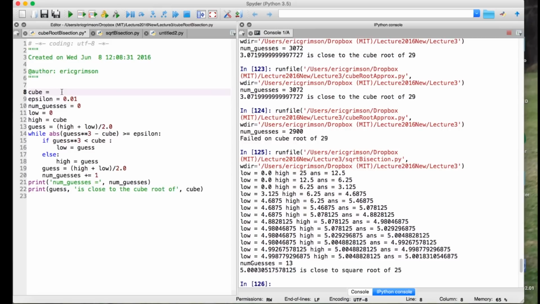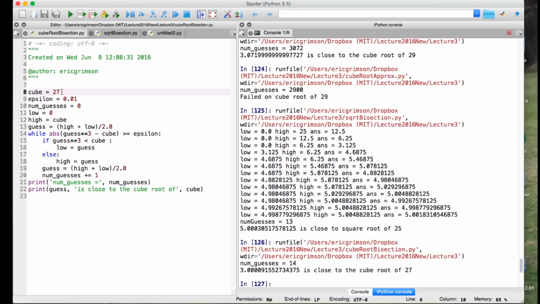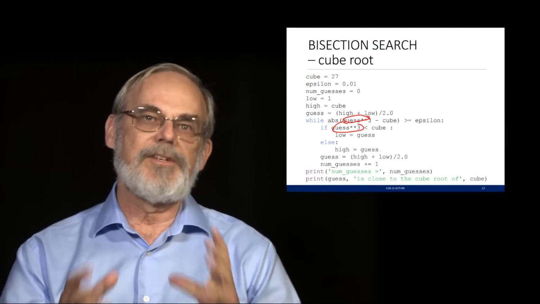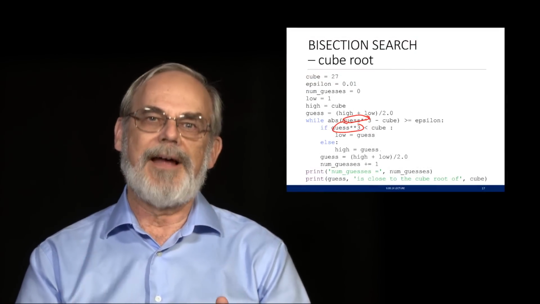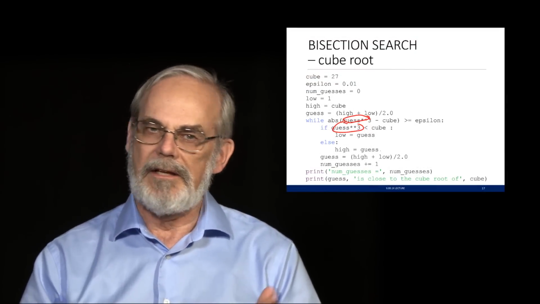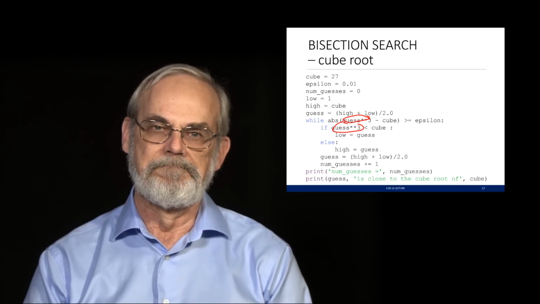Again, I'll remind you that in this case I was doing 30,000 checks to deal with this. Now I run it, and in 14 guesses, it gives me a really good answer. And if I pick something that's not a perfect cube, like 54, and I do the same thing, in this case it took 15 guesses to get me a really good answer. This is a powerful tool. That idea of bisection search, throwing away half the possible values at every stage, lets me very quickly zero in.